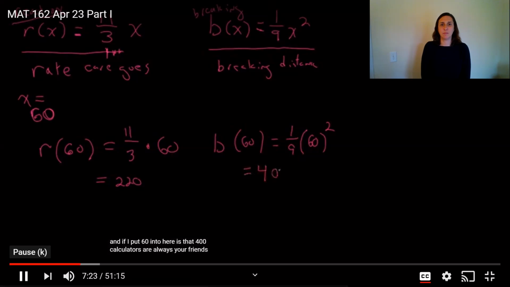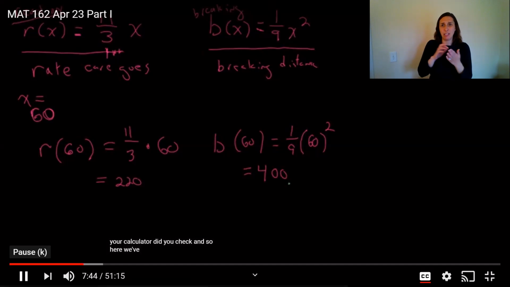Calculators are always your friends here. Sorry, 60 times 60 is 3,600, and a ninth of 3,600 is 400. And I'm just focusing on the 6. 6 times 6 is 36. I get 2 zeros. Divide by 9, that's 4. I still have 2 zeros. Right. Remember what I said, though, always have your calculator to check.